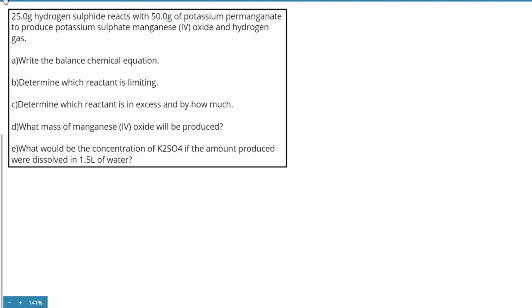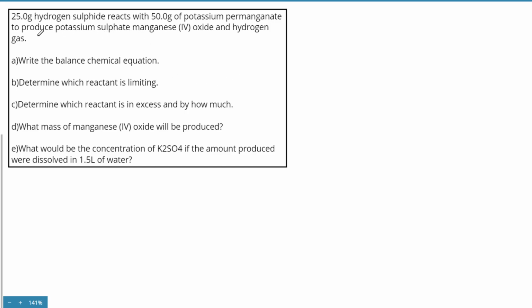So I have gotten a lot of requests to do some stoichiometry walkthroughs. I took this question from Mr. Benson's stoichiometry booklet. 25.0 grams hydrogen sulfide reacts with 50.0 grams of potassium permanganate to produce potassium sulfate, manganese fluoride oxide, and hydrogen gas. Write the balanced chemical equation.